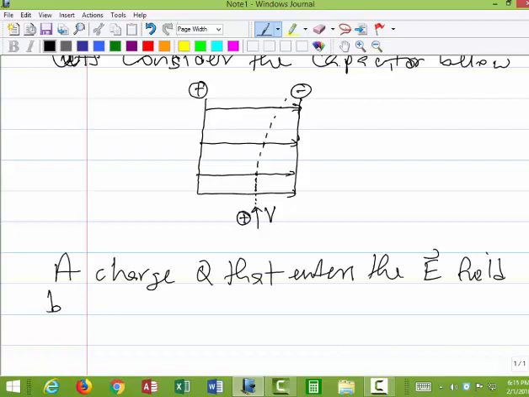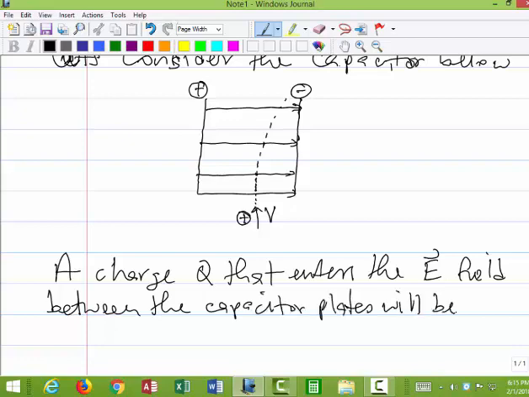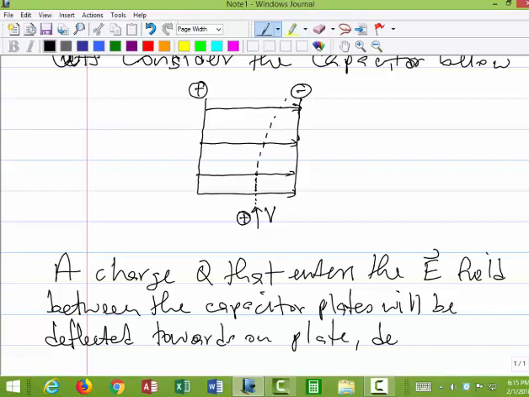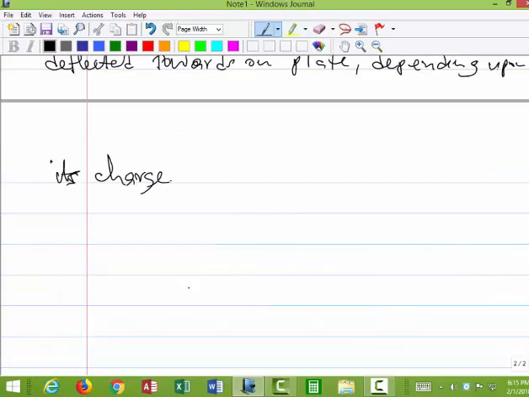So we'll say a charge that enters the electric field between the plates or between the capacitor plates will be deflected towards one plate depending upon its charge. So let me draw it a different way. I'm going to draw it this way this time. Let's draw a charged plate like that. So let's say that this is plus Q, this is minus Q, and then let's introduce here a little hole from which we shall introduce charged particles.